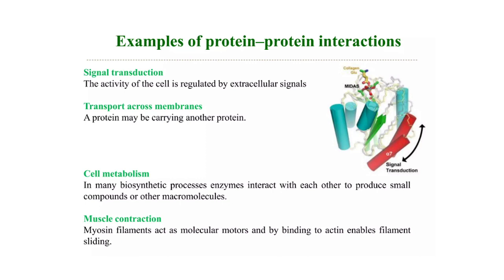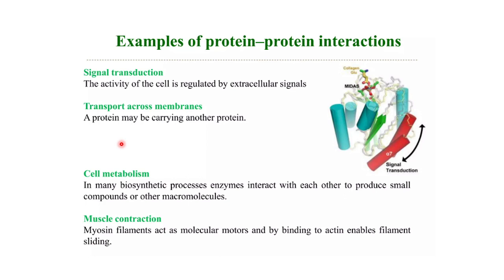From the structure you can see that there are different alpha helices and beta sheets, and you have the glutamic acid of collagen. These two alpha helices give information about the signal transduction. Then you have the MIDAS, and this is the glutamic acid from the collagen. Then you have different transport across membrane proteins, so a protein that may be carrying another protein. You have that kind of proteins.